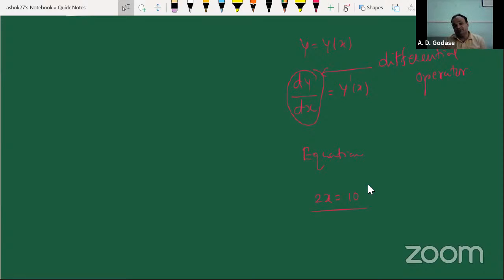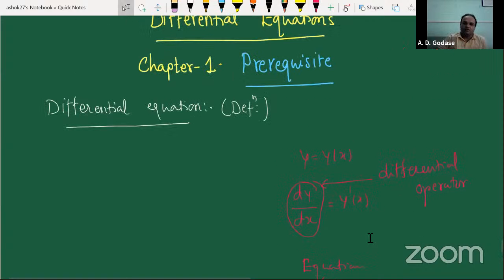Here 2x is a variable quantity, so x is a variable. Suppose x equal to 5. What is the meaning of x equal to 5? You are equating something with something. So that is an equation. In an equation, you have already seen different variables. So an equation contains equality, variables, and some constants. So what is a differential equation?